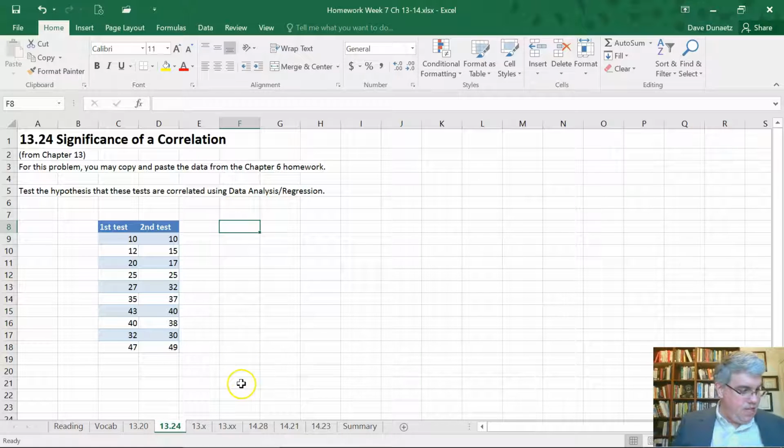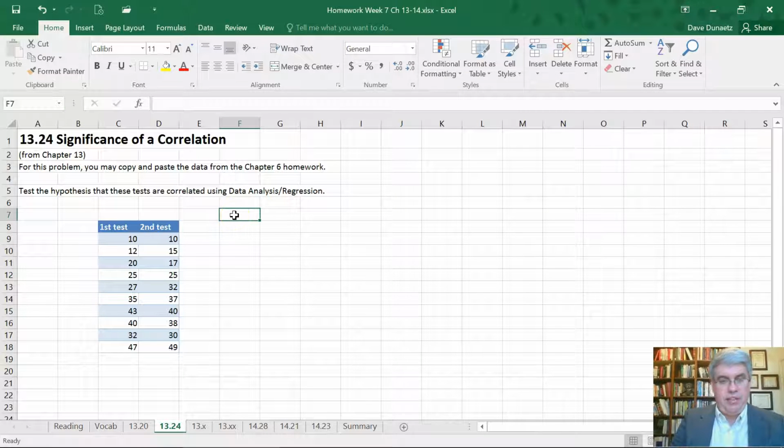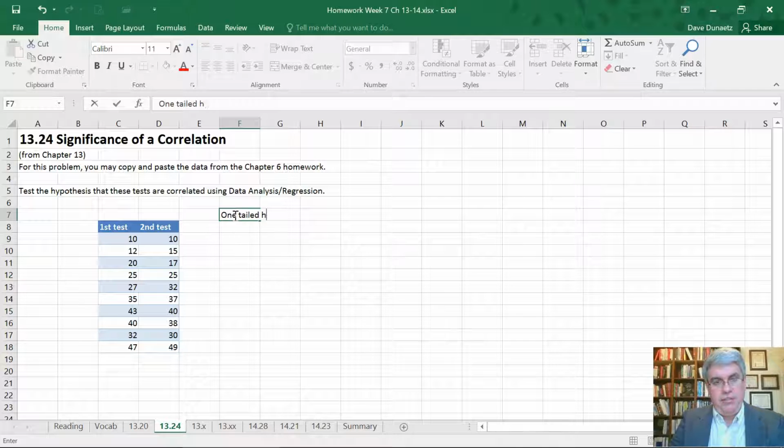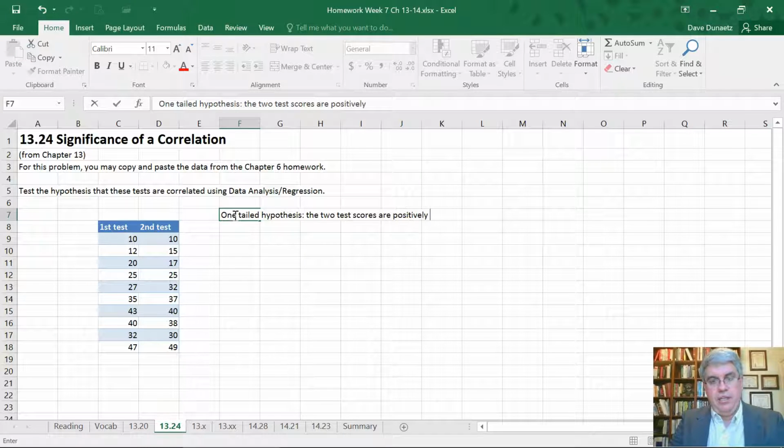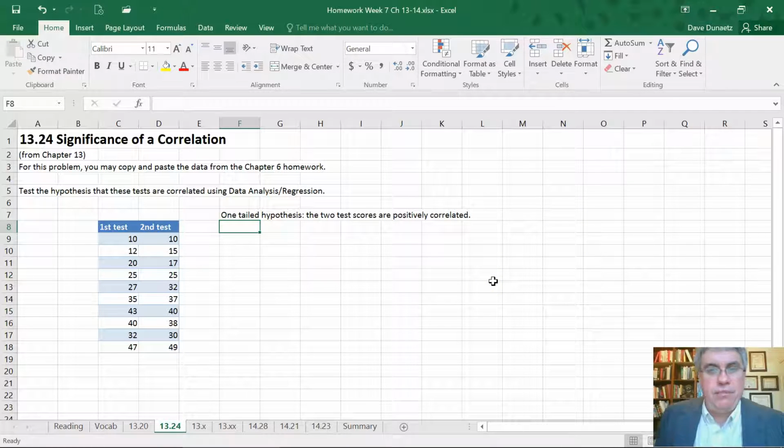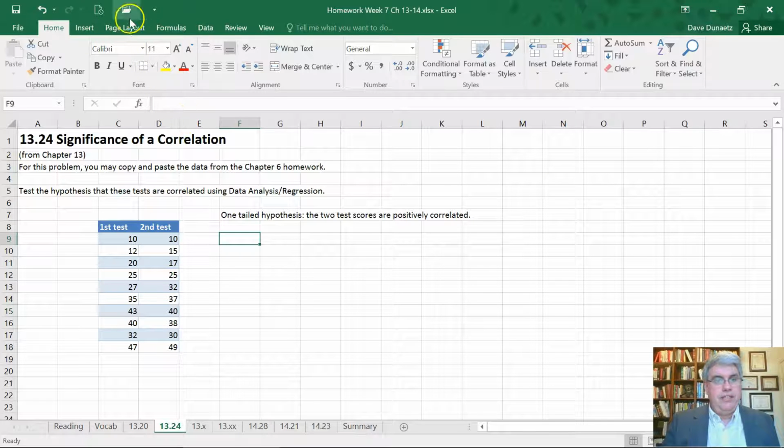And now, let's make a one-tailed hypothesis. The two test scores are positively correlated. Now, if we had predicted that they would have been negatively correlated, that still would have been a one-tailed test. If we had just predicted that they were correlated, but we didn't specify what direction, that would be a two-tailed test.